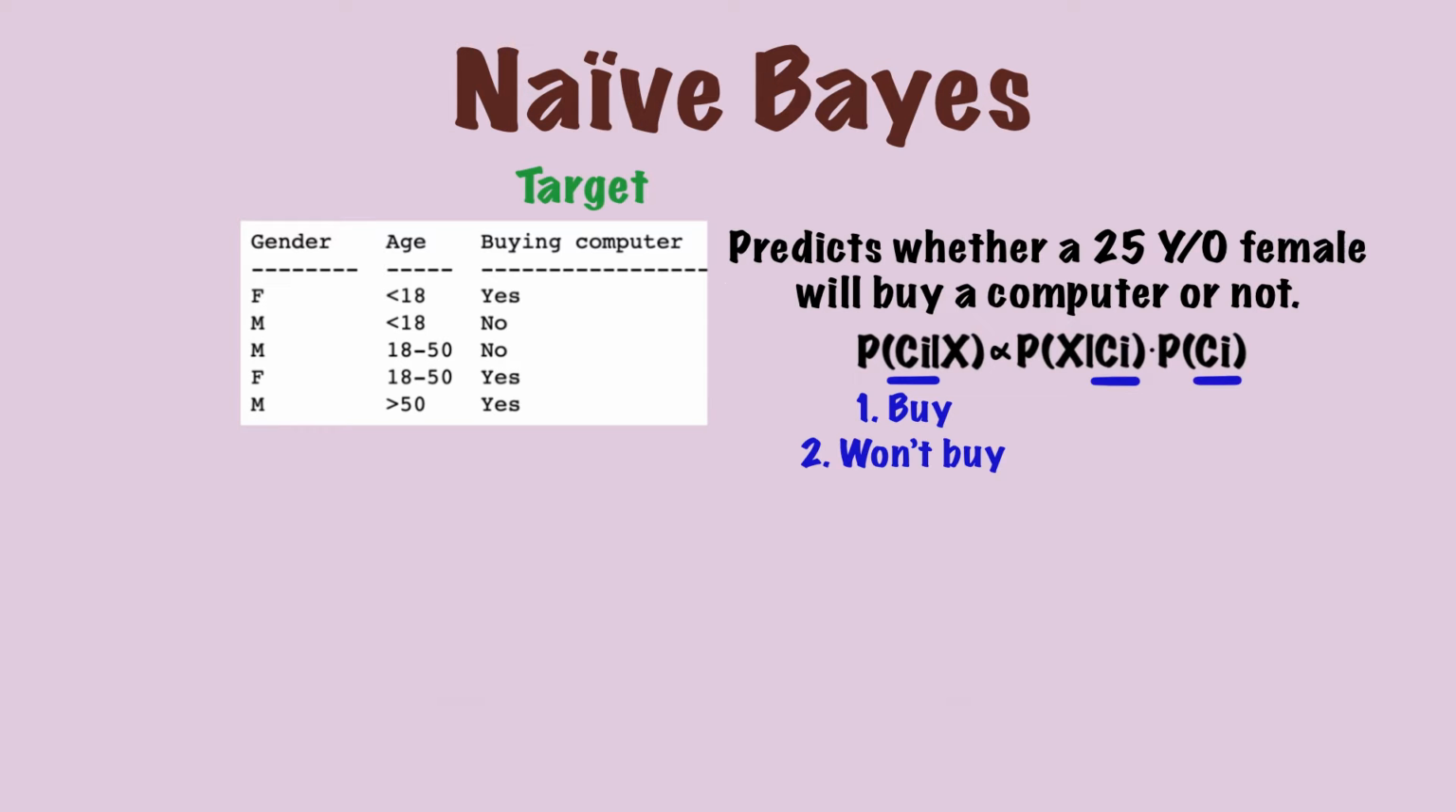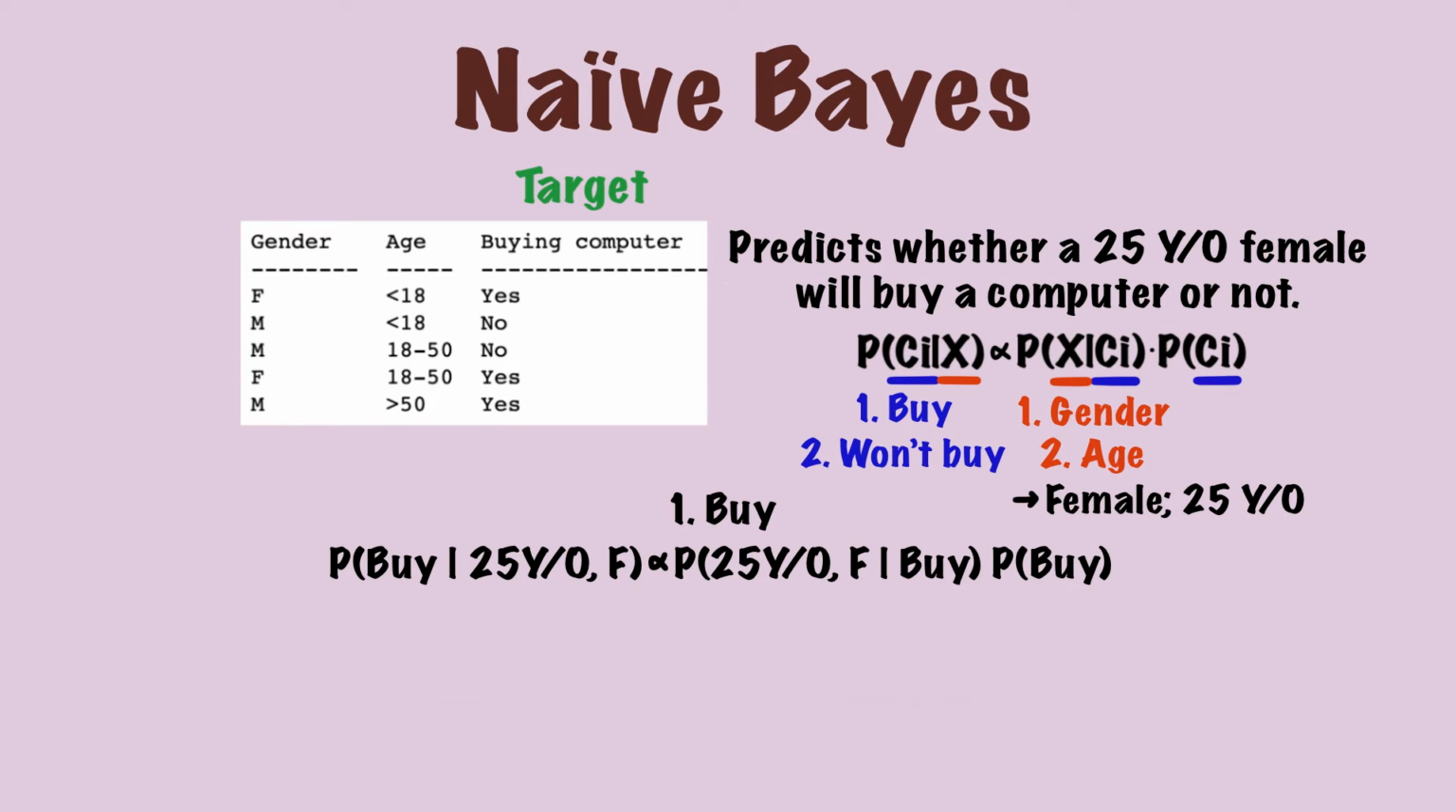Ci is the class of target attribute. In this case, there are two classes in the target attribute, yes and no, which represent buy and won't buy. X is the evidence or descriptive attributes. So this database has gender and age as evidence. In fact, this evidence X is fixed. We assign X to be female and 25-year-old, which is in the range of 18 to 50.